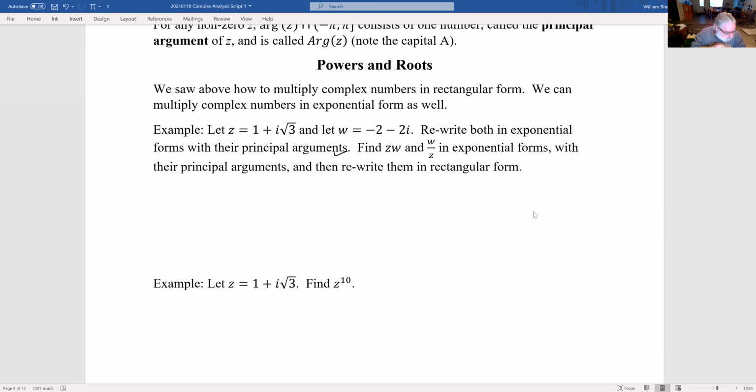Well, so sorry about that. So z is this, w is that.